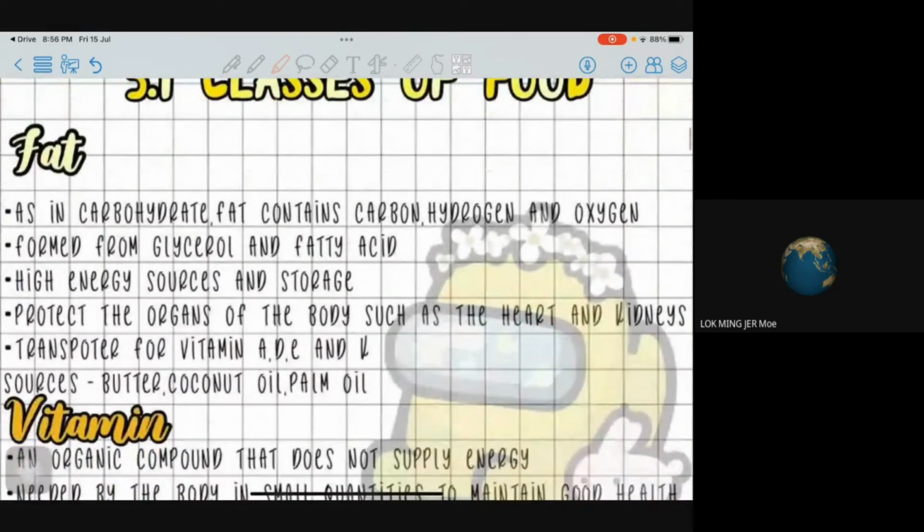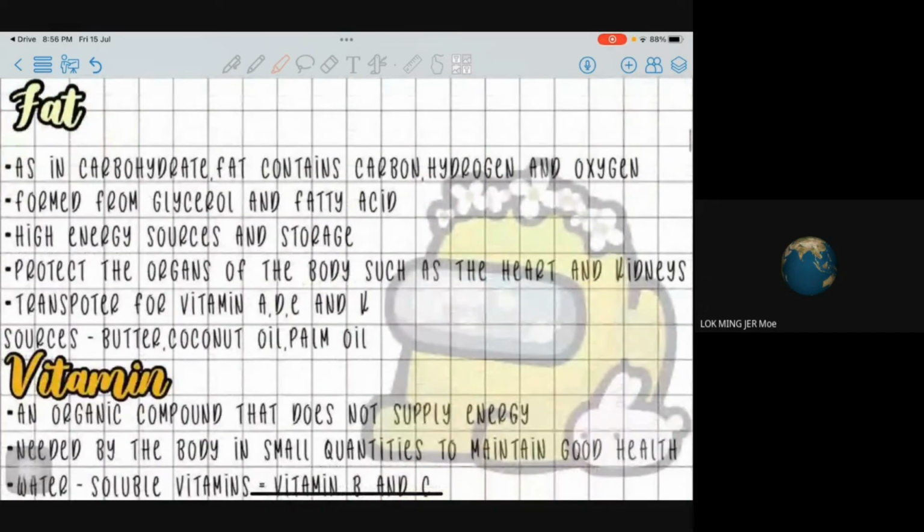Okay, next one is fat. We also need fats. As in carbohydrate, fat contains carbon, hydrogen, and oxygen, and it is formed from glycerol and fatty acids. Fat is a high energy source and storage, and it protects the organs of the body such as the heart and kidney. It is also a transporter for vitamins A, D, E, and K.